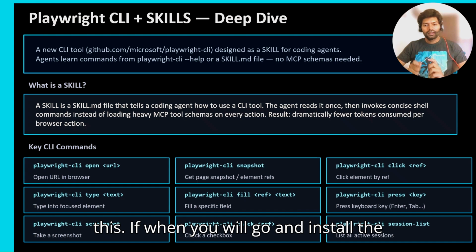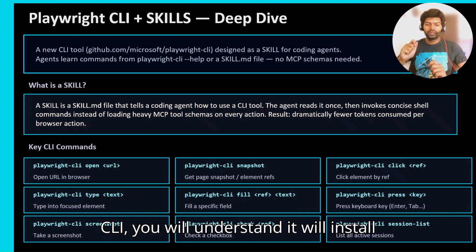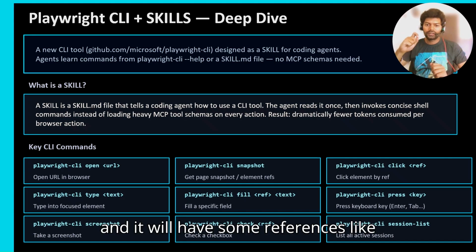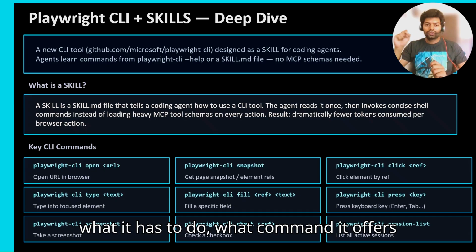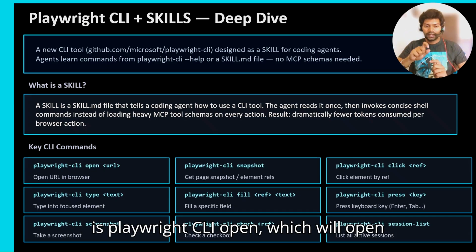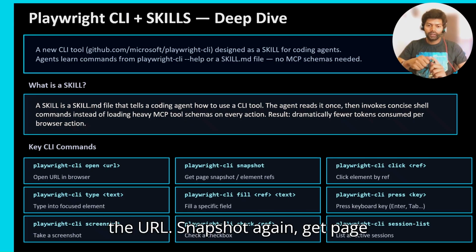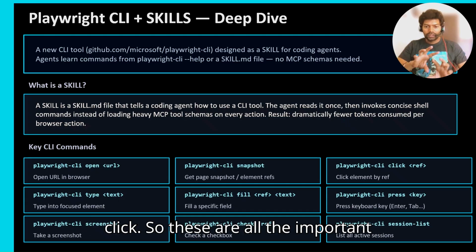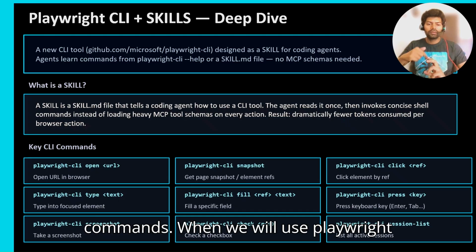Okay, so when you go and install the CLI, you will see it installs some skills in the form of skills.md, and it has references like what it has to do and what commands it offers. A few of those CLI commands are Playwright CLI open, which opens the URL, snapshot, which gets the page snapshot and takes the element references, and then Playwright CLI click. These are all the important commands when we use Playwright CLI.